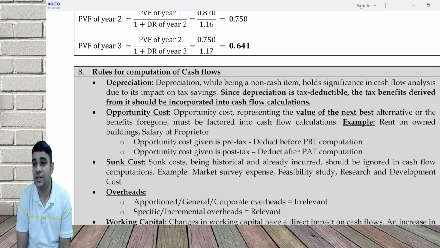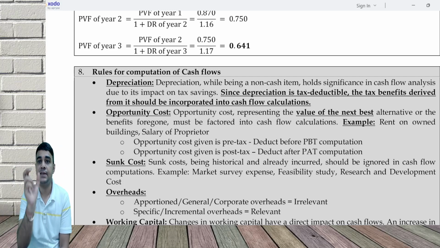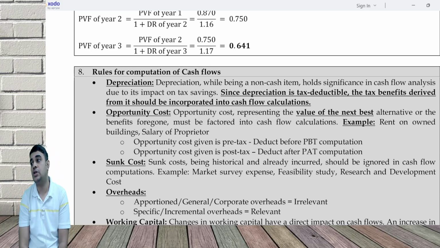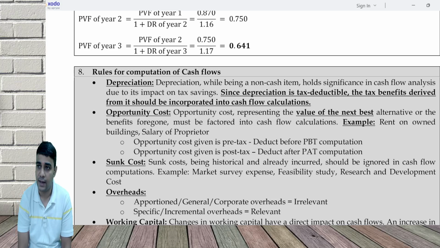Opportunity cost. If there's any opportunity cost given in the question, you'll have to consider that as an outflow in your cash calculation. Example, rent on own building, salary of proprietor. Some question will say, I can earn a pre-tax rent of 20 lakh. Please deduct before PBT. Some question will say, I can earn a post-tax rental income of 12 lakh. Deduct it after PAT. If the opportunity cost is before income tax, do it before income tax. If it's after income tax, do it after income tax.